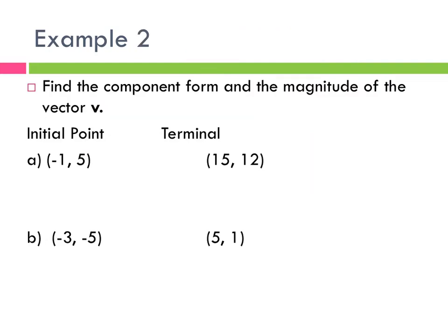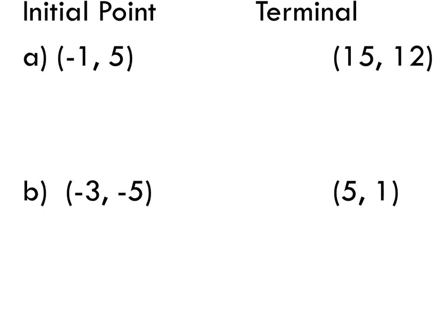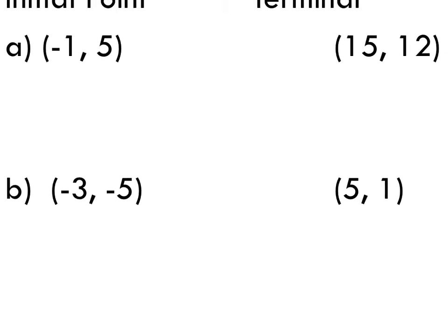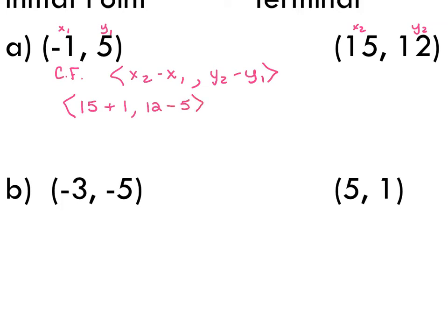All right, this says find the component form and the magnitude of vector v. So A, the initial point's -1, 5, and the terminal point's 15, 12. I'll do A with you, and then you're going to do the B by yourself. So component form, we get by doing x2 minus x1 and y2 minus y1. In this case, this is our x1 and y1 because that's our initial point. This is our x2, y2 because that's our terminal point. So then I get 15 minus a -1, which becomes +1, 12 minus 5, 16, 7. That's the component form of this vector.